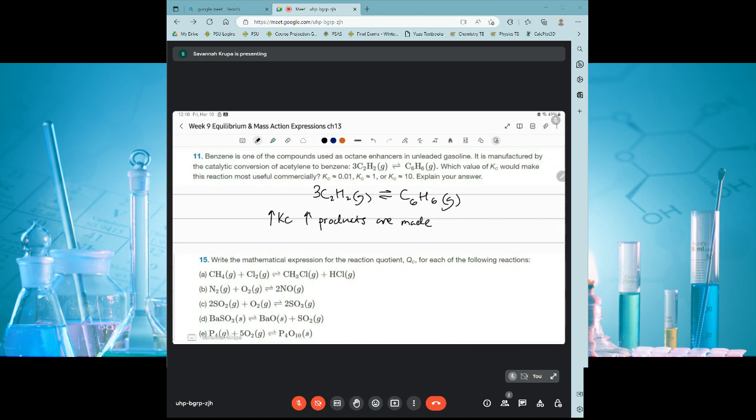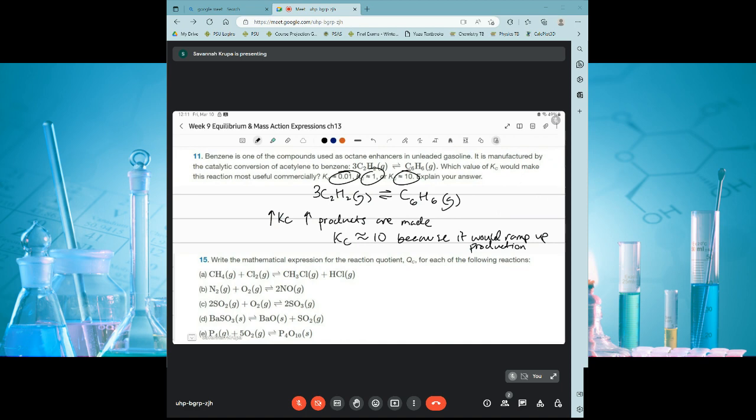And because we are given the option of 0.01, 1, and 10, we would want to choose the Kc value of 10 because it would ramp production up. And so that's why the Kc value will be larger.